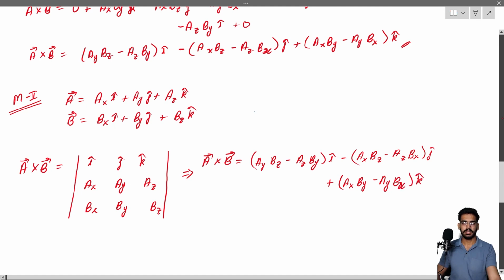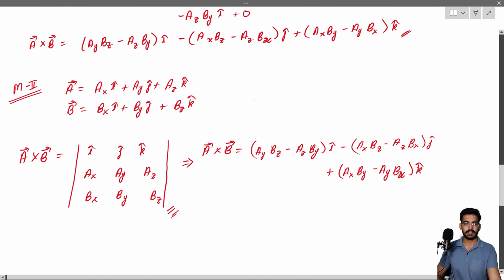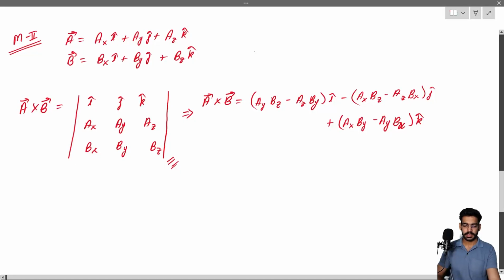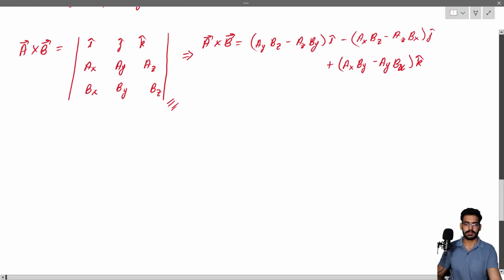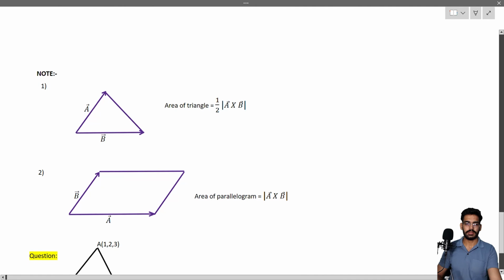Now if you see, by the determinant method also we are getting the same answer, right? And the determinant method is faster, so we're going to use the determinant method for these calculations. Now let's go ahead. Next we have the applications of this, so in the note we have applications.